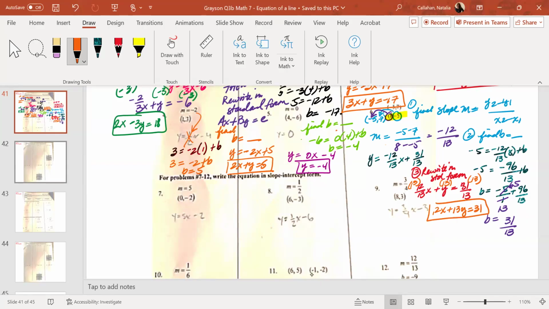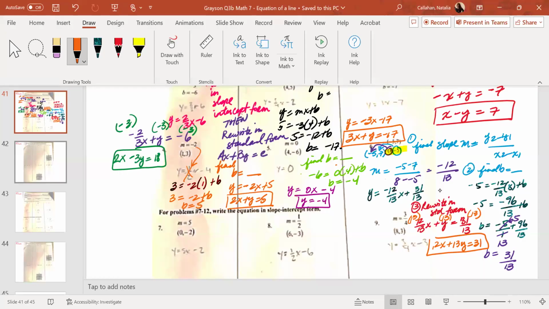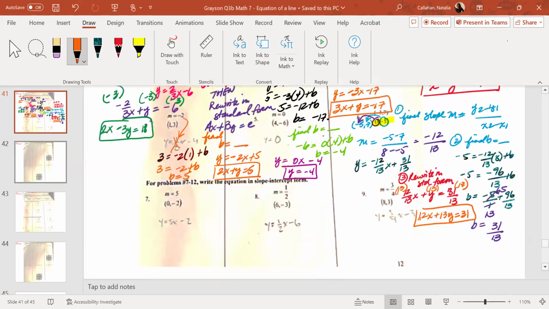When you're done, let me know, okay? Do you have any questions on this one? Did you end up with 12x plus 13y equals 31? Yeah. Okay. All right, number 7.